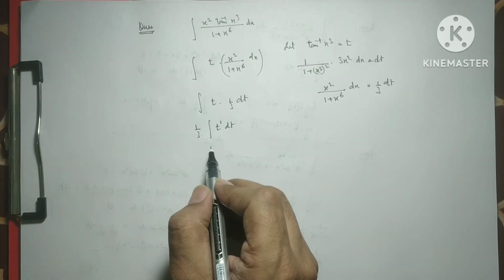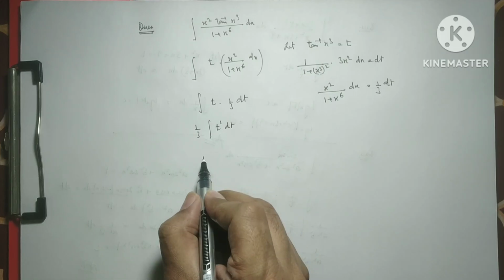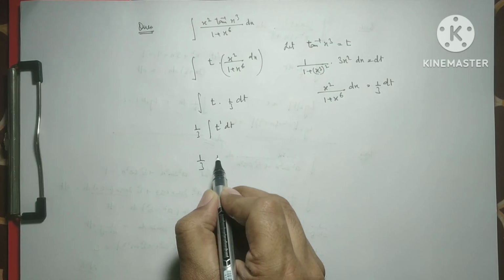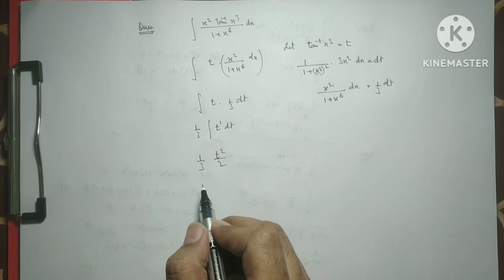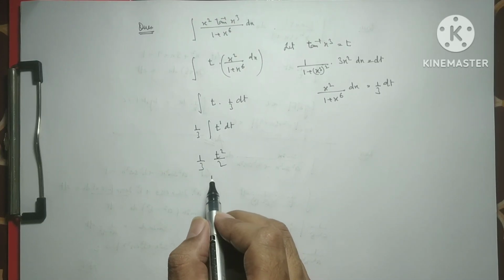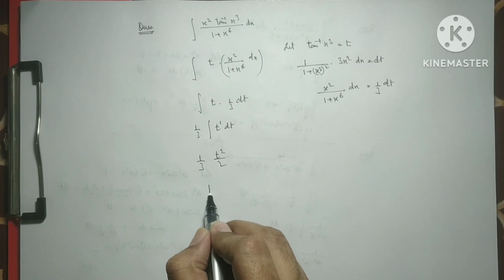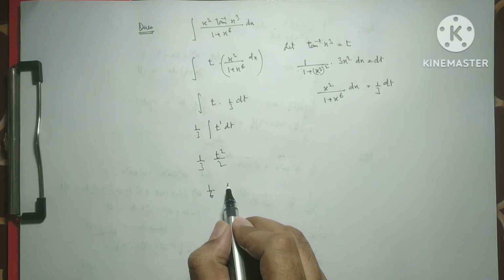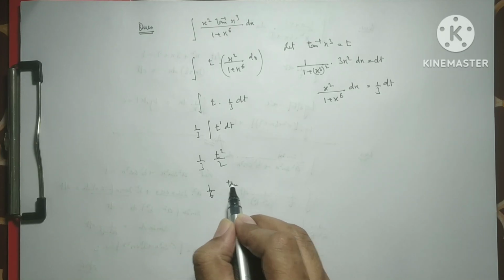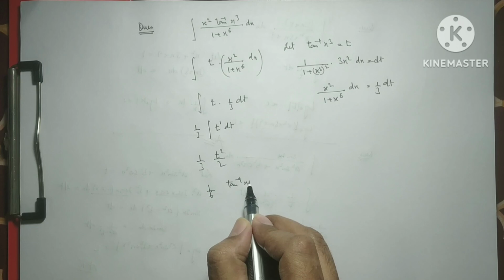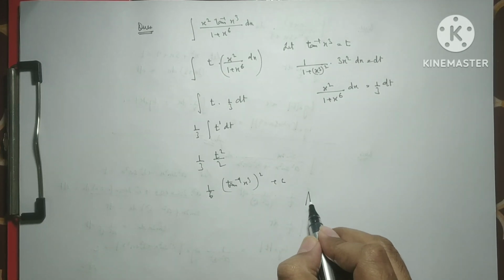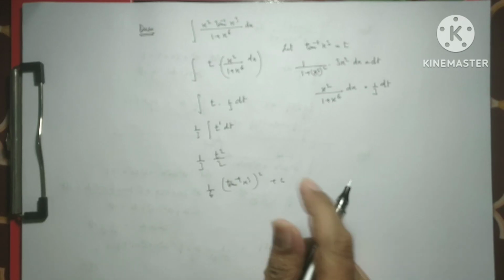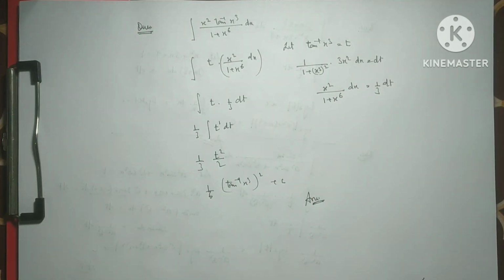and on using the formula for x to the power n we get t square by 2. So it becomes 1 over 6 tan inverse x cube square plus c. So this is the answer of this part, this expression. So integration of this.